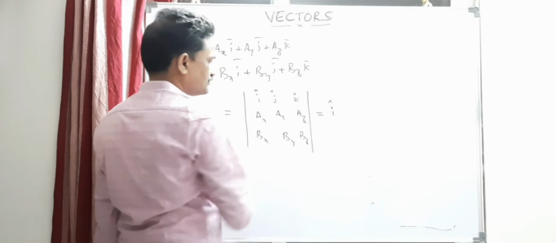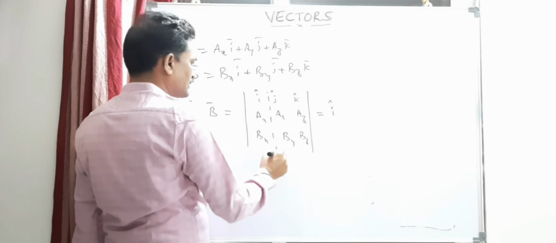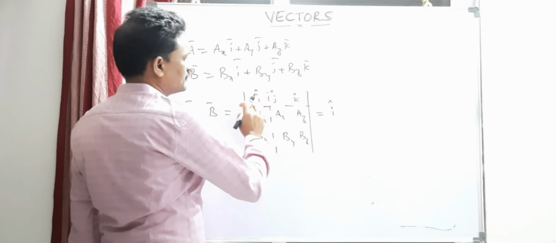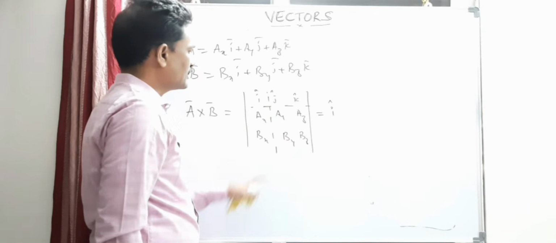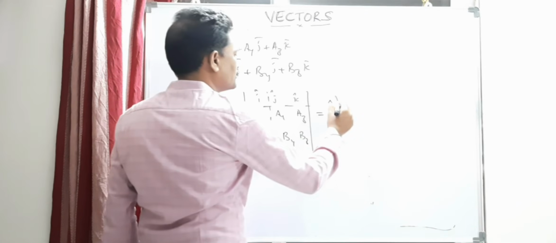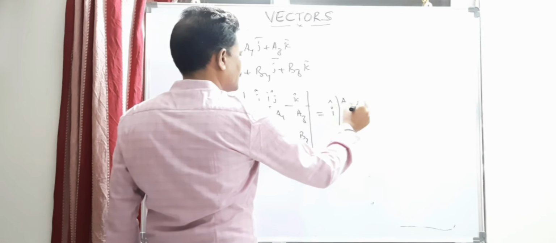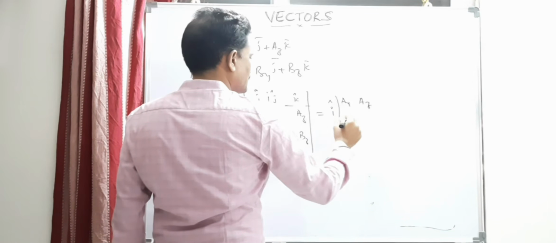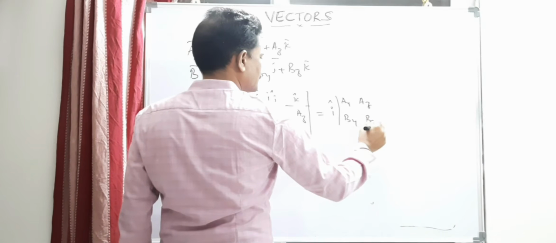Take the first one, i. You draw two lines like this, so leave the horizontal and vertical. What are remaining? ay, az, by, bz. So you write a small determinant: ay, az, by, bz.